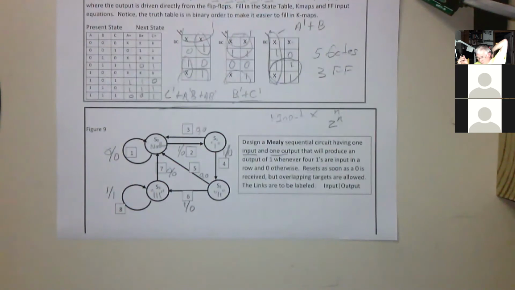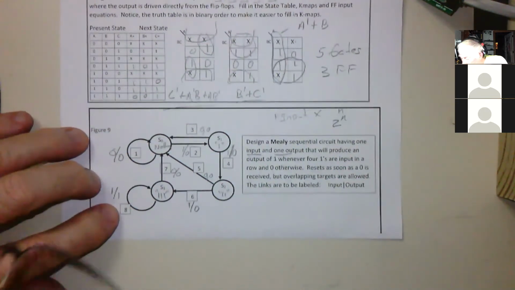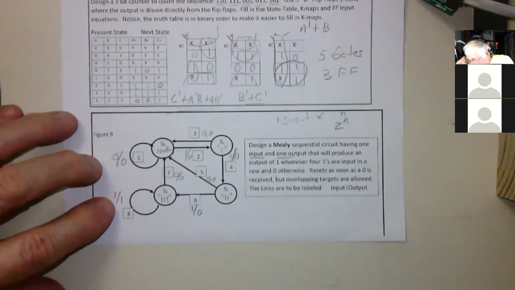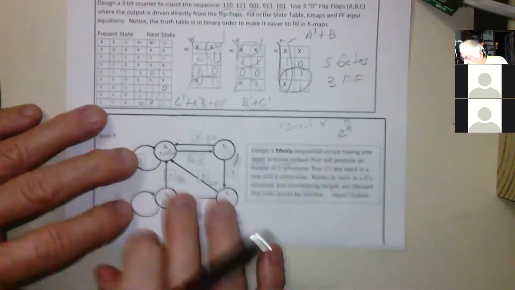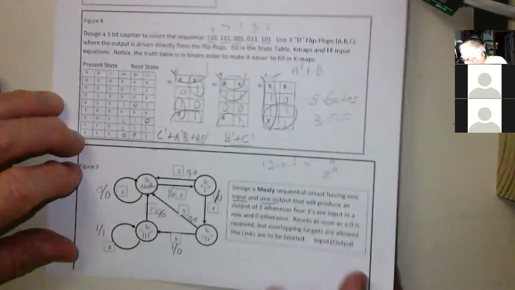Does that make sense? So the links are labeled. So I might ask you, what's the X value and the output? What's the input and the output value for each of those nodes? For one of these paths, okay. All right.